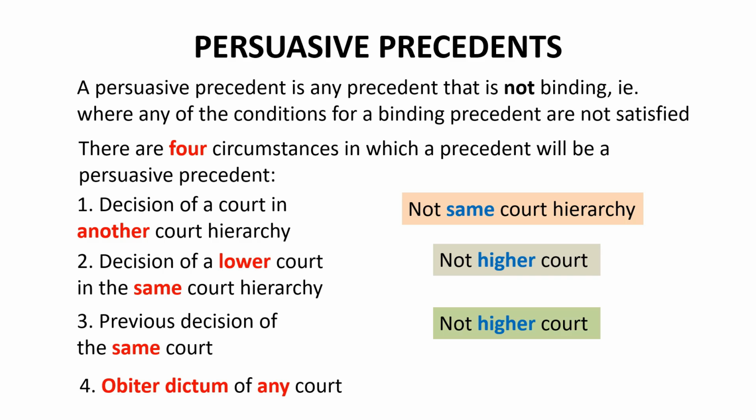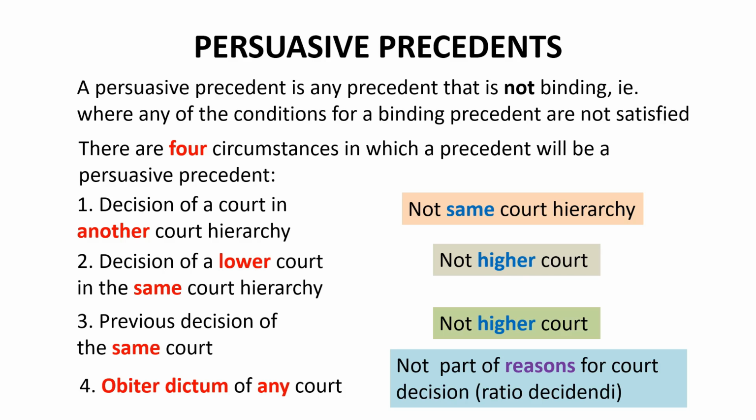As I'll explain later, obiter dictum is a statement of considered opinion that is not part of the reasons for a court's decision, and it is because obiter dictum is not part of the reasons for a court's decision that it cannot be a binding precedent.